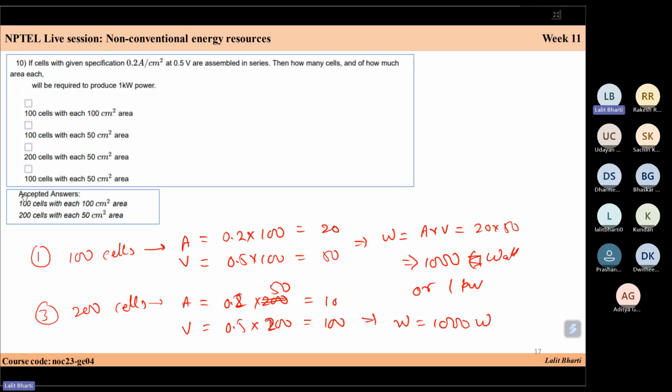By this, only these two options are correct. Otherwise, for 100 cells with 50 centimeter square area, it is hard to get the combination right, and similarly for the other option. So with these two options, you can make the combinations of 1000 watts. Just put a few of the fuel cells in series and a few in parallel to make the combination.